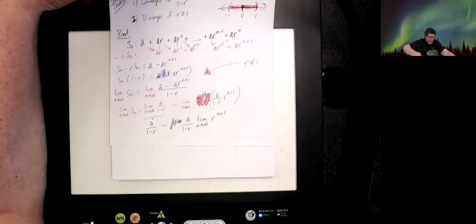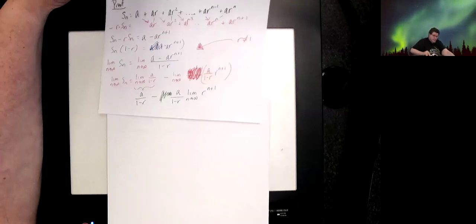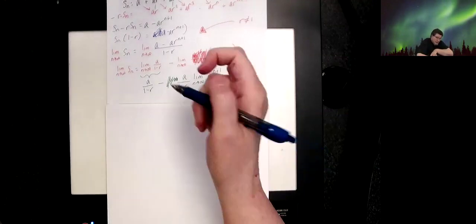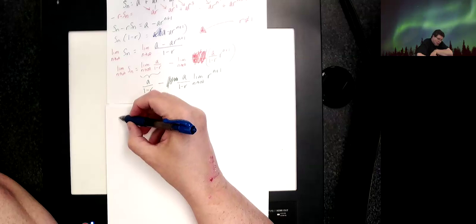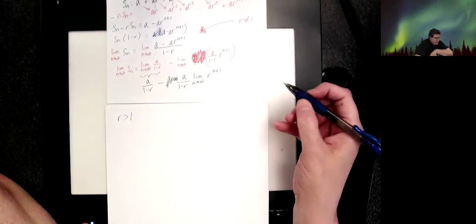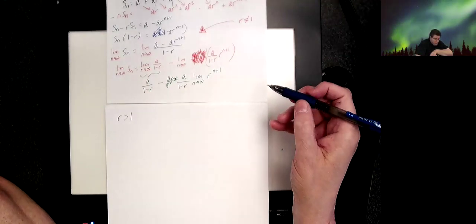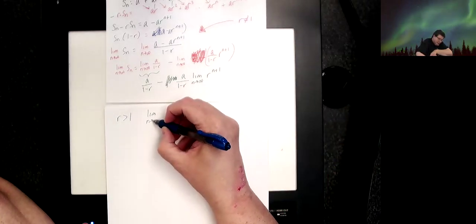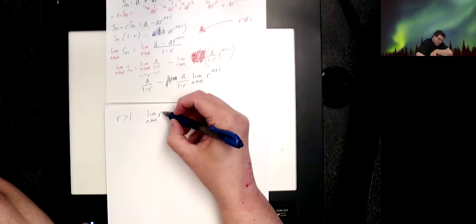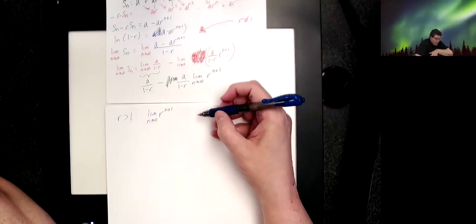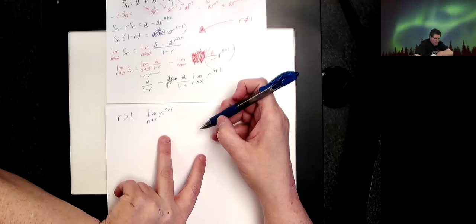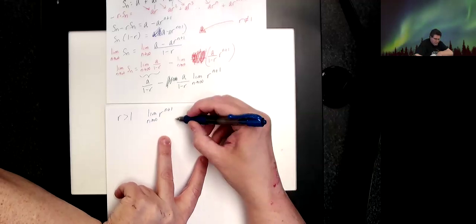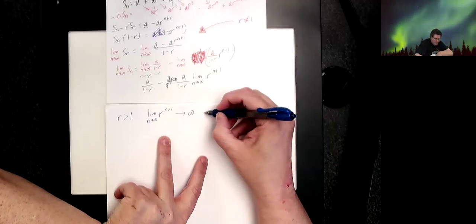So we have to break this down into some scenarios. If r is greater than 1, then the limit as n goes to infinity of r to the n plus 1. Well, if this is 1.1 going to infinity, this goes to infinity and diverges.